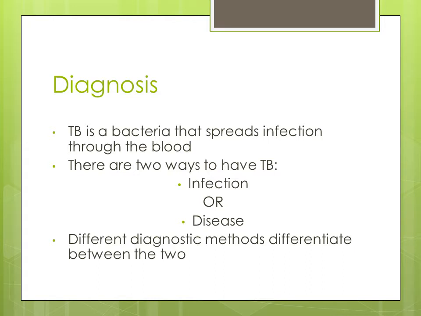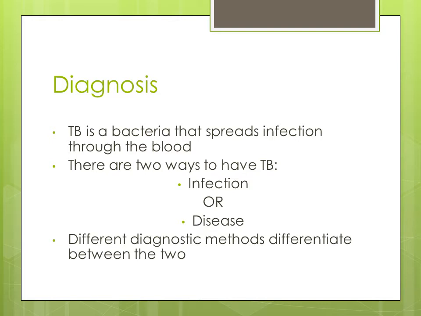Because the doctor suspects that the patient has tuberculosis, he is going to do a variety of tests to determine exactly what kind of tuberculosis she has. He needs to do this because TB is a bacteria that spreads infection through the blood. The blood carries this infection all throughout the body, and it can settle and cause an infection anywhere in the body. However, TB usually causes infection in the lungs, and so when you think of tuberculosis, most people think of infections of the lungs. But because TB spreads infection through the blood, there are two ways that you can have TB. You can have it as an infection or as a full-on disease.